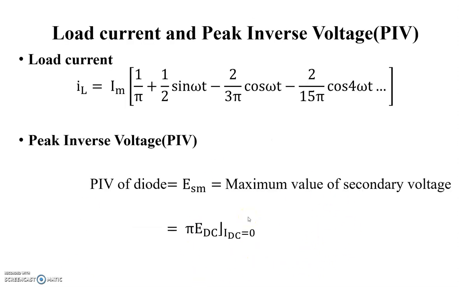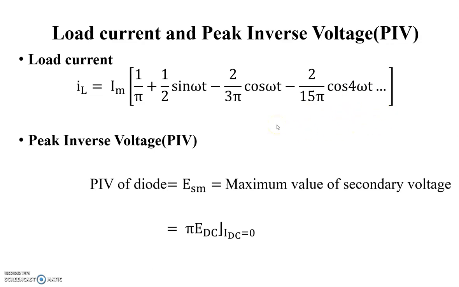Next one, the load current and the peak inverse voltage, PIV. So what is the load current here? The first term is nothing but the average DC value of the load current. The second one is the varying component having the input frequency. This is called the fundamental component. The third one is the second harmonic component, which is also a varying component at twice the frequency. Similarly, all other terms represent the AC component and are called harmonics.